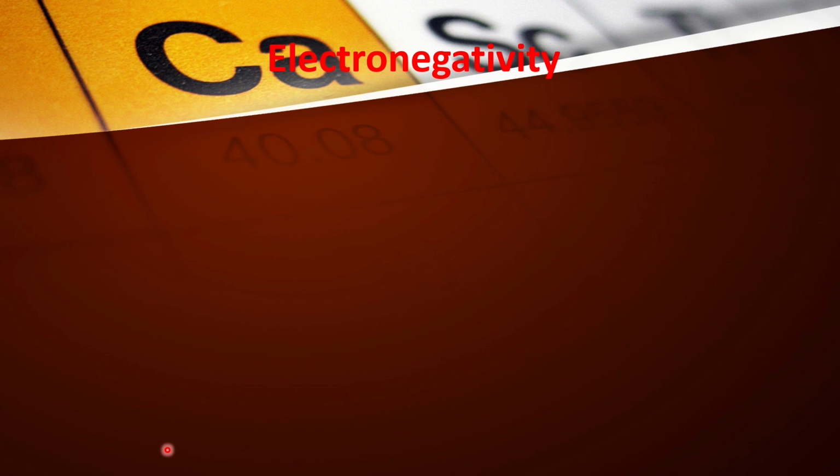Now our last periodic property, that is electronegativity. What is electronegativity? To understand electronegativity, you have to understand the covalent bond, because electronegativity is related to covalent bond, but covalent bond you didn't learn. So just I will give some idea about electronegativity.